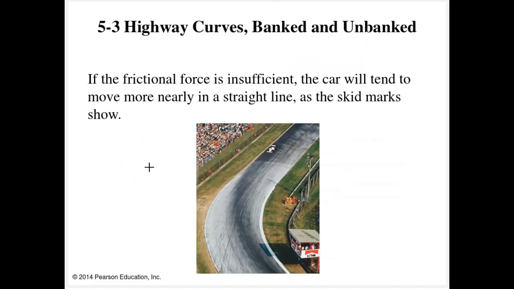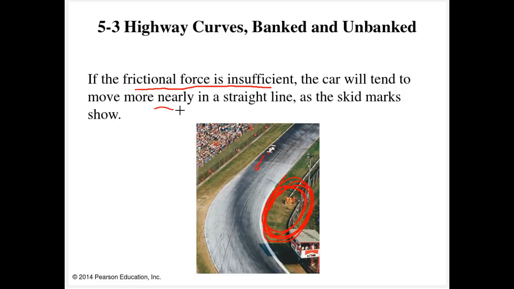You can see this if you look at F1 race tracks. Here we have the F1 driver going around a curve, and we approximate this as a circle with some radius right here. The racetrack driver is going to attempt to come around this turn, and if the friction force is not sufficient, then it's just like cutting the rope on the ball.